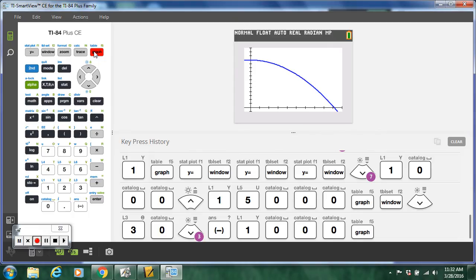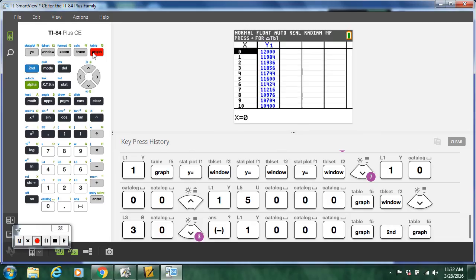Alright, so now, fill in your chart. So go to your table. So second table.